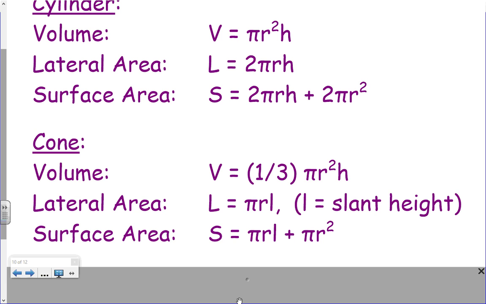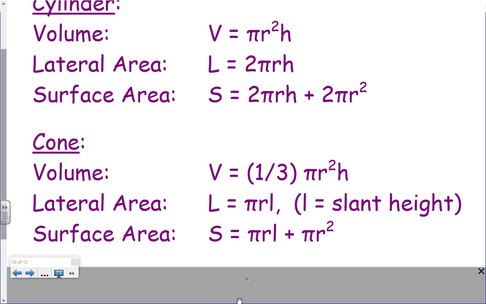It's 1/3 pi r squared times height. To find the lateral area of a cone, L is equal to pi times the radius times L, where L is the slant height of that cone. And that excludes the circular base.